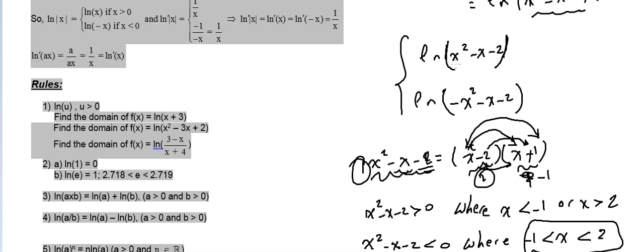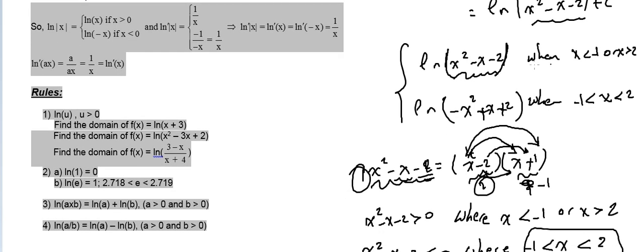ln of the absolute value of x squared minus x minus 2 is equal to ln of x squared minus x minus 2 if this is positive, which means when x is less than minus 1 or x is greater than 2. When it's negative, we multiply it with minus, and we have to multiply all of it with minus. I forgot to multiply the minus x and plus 2, so when x is between the roots minus 1 and 2, it is ln of minus x squared plus x plus 2. Okay? This is very important.